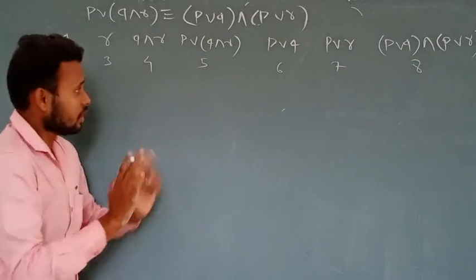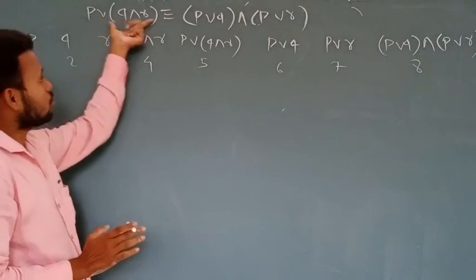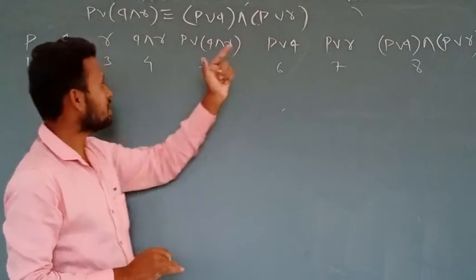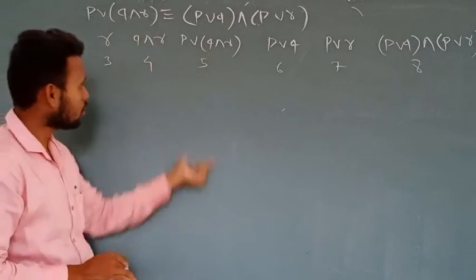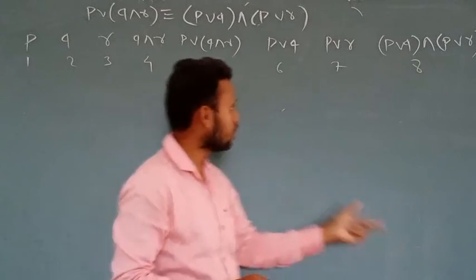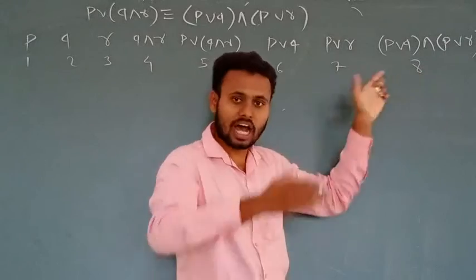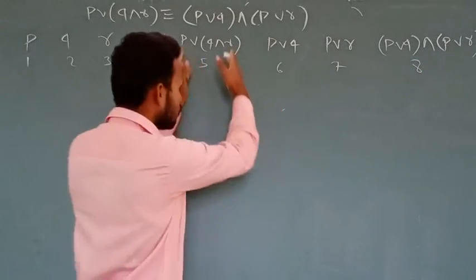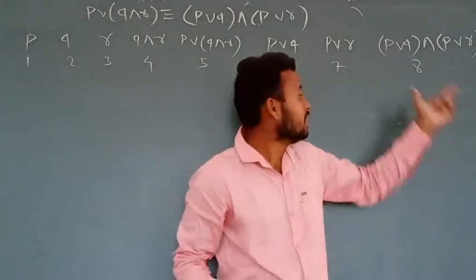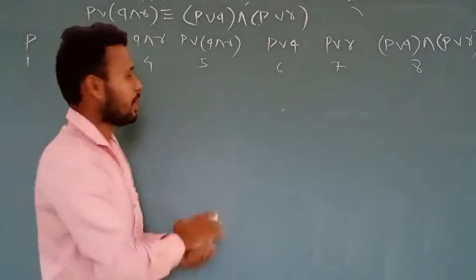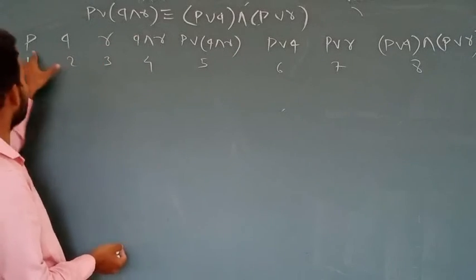Now we have to show that these two statement patterns are equal. It means the truth values of the fifth column and the truth values of the eighth column are the same. If the truth values of these two columns come out the same, then we can say that these two statement patterns are equivalent. Therefore, now here, how many statements are there?